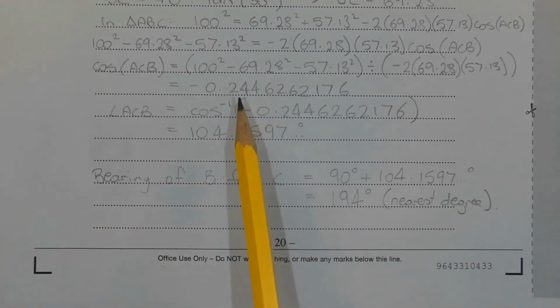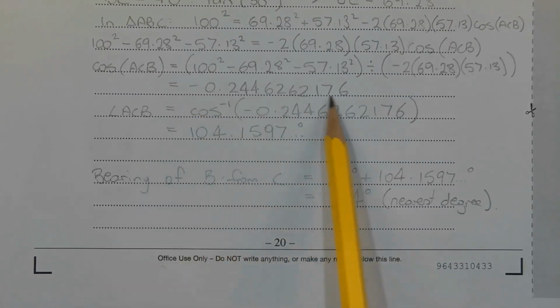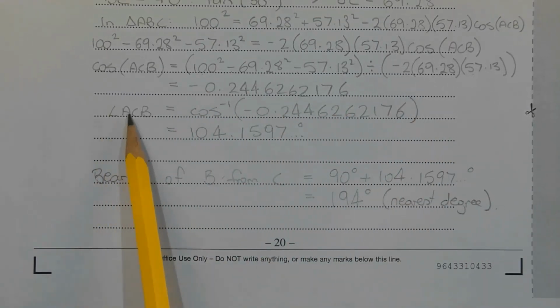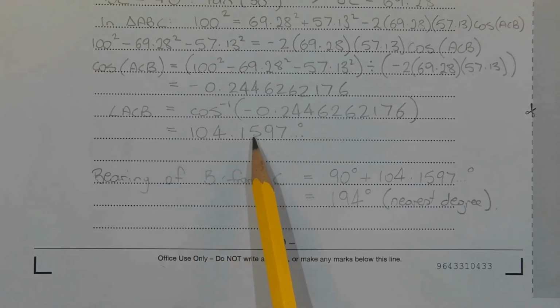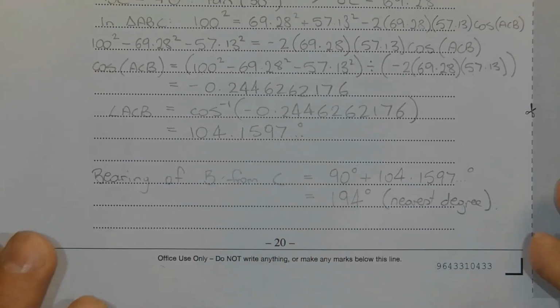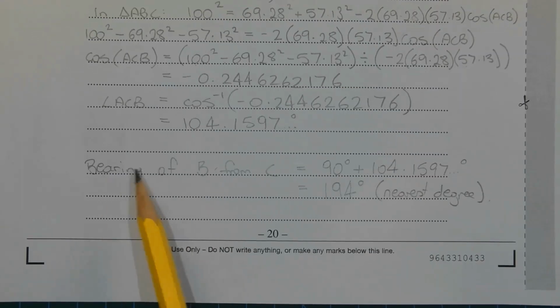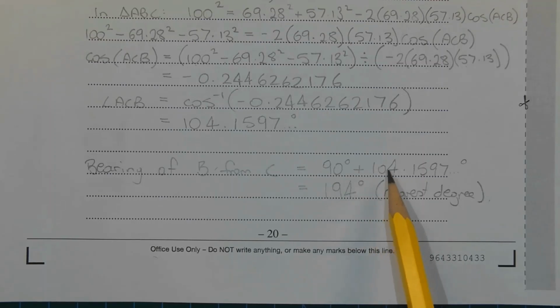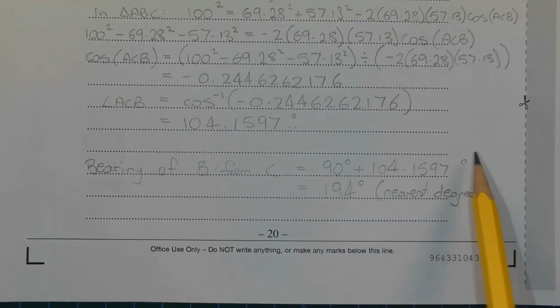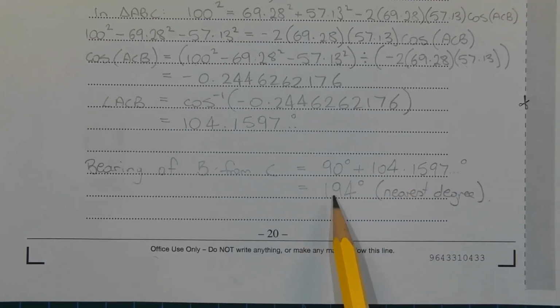Taking the inverse cos or arc cos of this value here, we get angle ACB is equal to 104.1597 and so on degrees. So the bearing of B from C is equal to 90 degrees, which is the bearing of A from C, plus 104.1597 degrees, and that equals 194 degrees correct to the nearest degree.